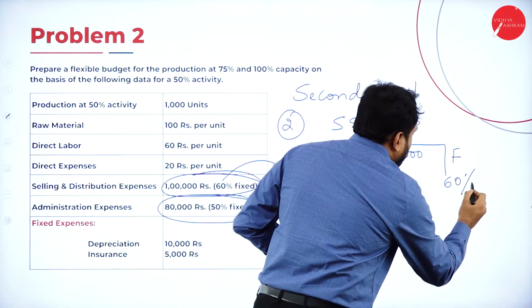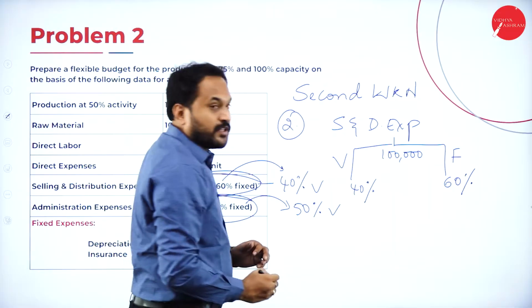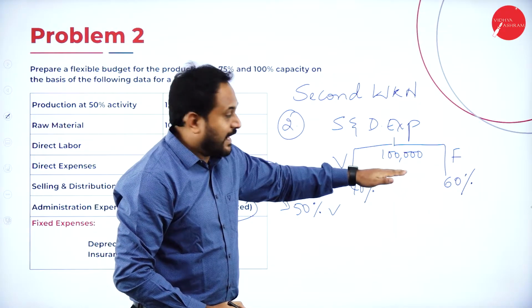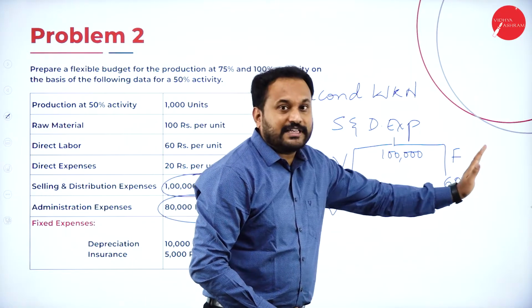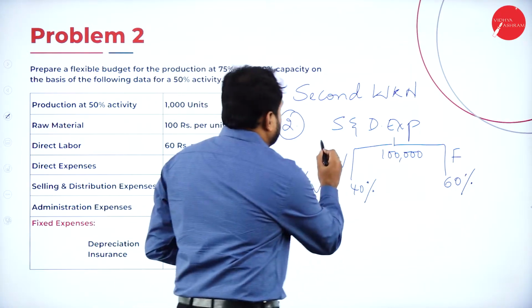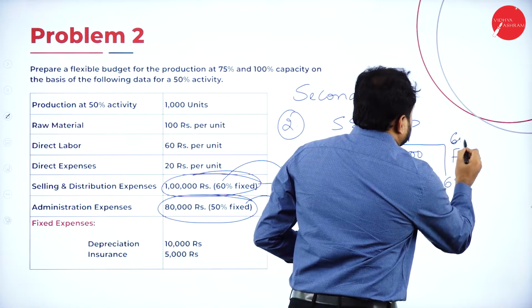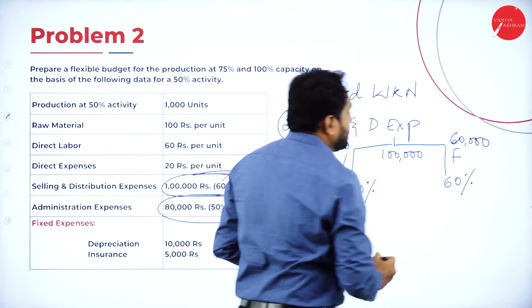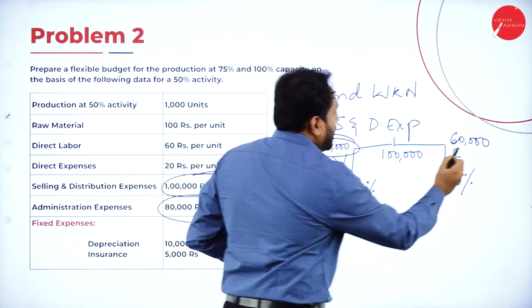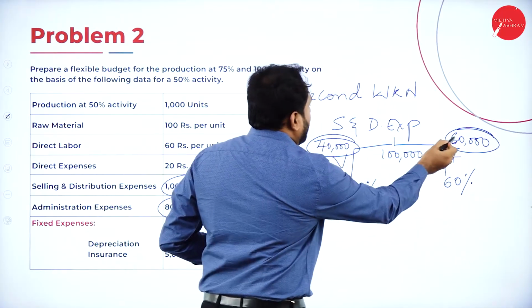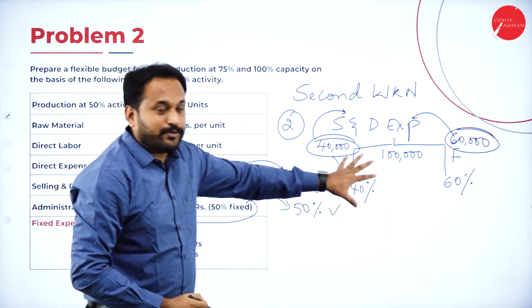60% is fixed. So what is the remaining? 40% will be variable. In that 1 lakh, 40% will go to variable and 60% will go to fixed. Now you divide. Here you will get 40,000 rupees and here you will get 60,000 rupees. So this is your semi-variable cost and this is your semi-fixed cost for selling and distribution expenses. Hope you got this clear.